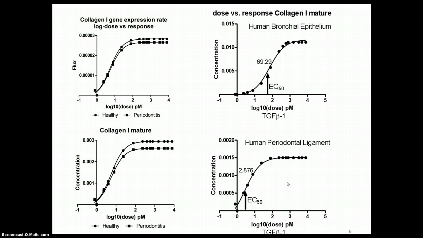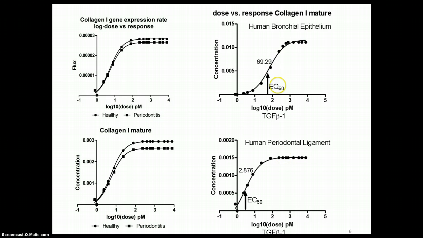In addition, if we're testing the effects of drugs within the in silico simulation for an individual, in this case on the right we see an individual human sample for bronchial epithelium, and in the lower one, periodontal ligament. And we're testing effects of dose of transforming growth factor beta 1 on the production of collagen 1, which is related to the thickening of the bronchioles in asthma, and repair of the periodontal ligament in periodontitis.